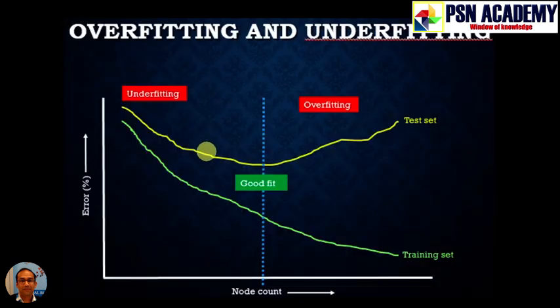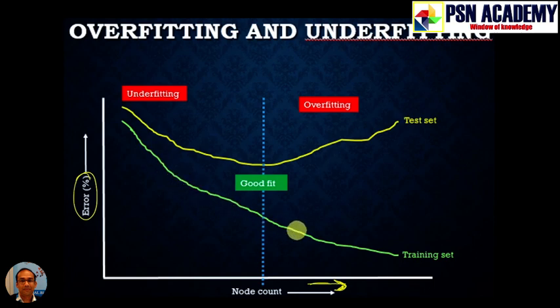So see this figure. This is a report from a decision tree model. On this side, you see the node count going up, so you increase the node count on this side. And this side is the error. Now you see that as long as you increase the node count, the error is going down.